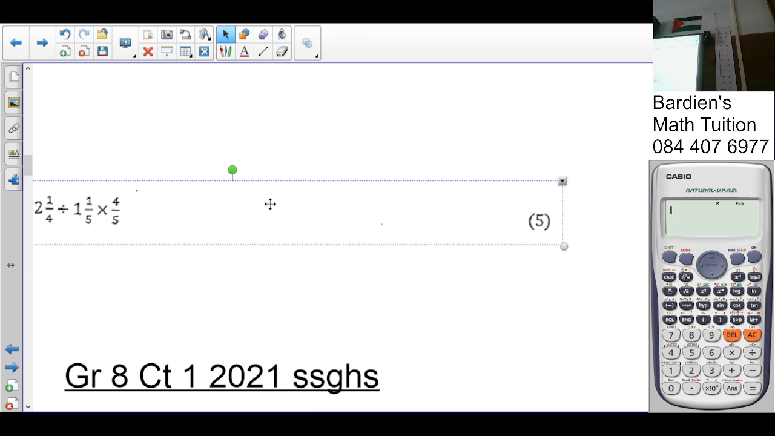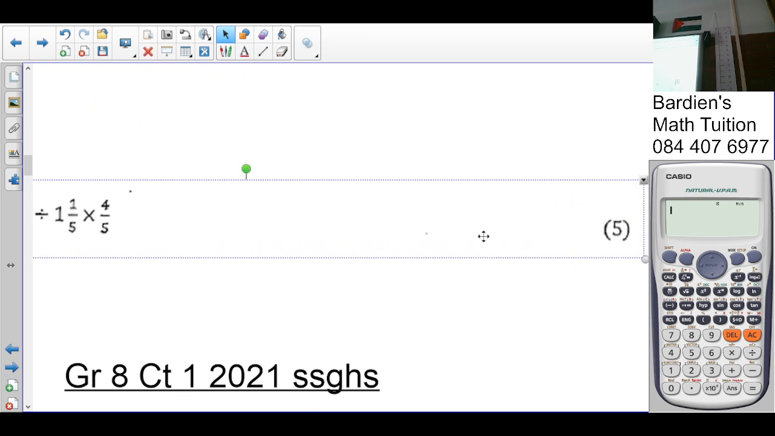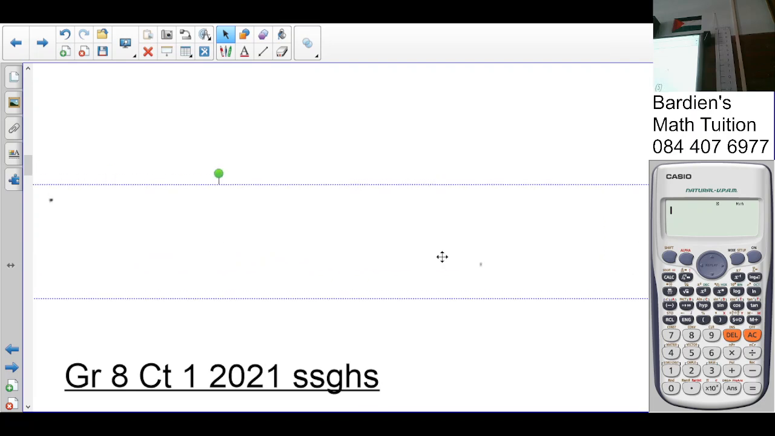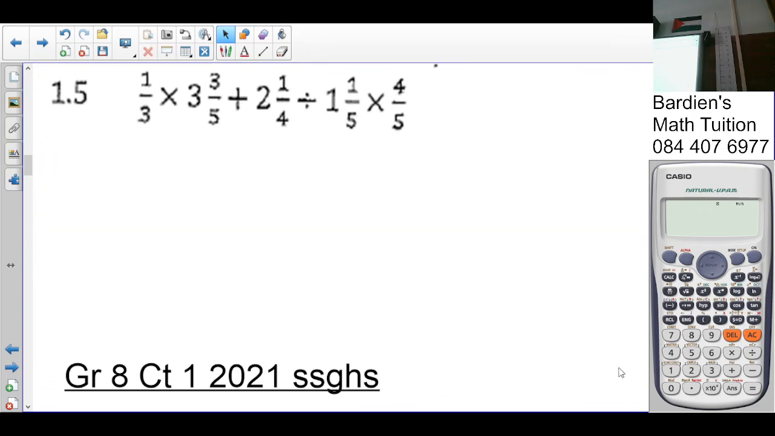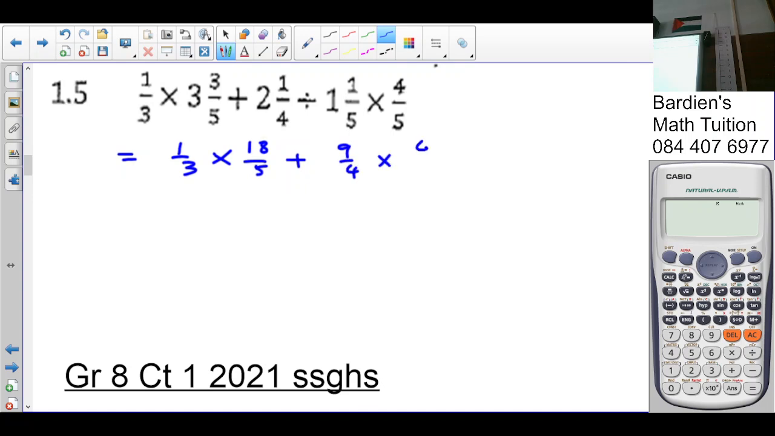Alright, and then 1.5. Make it a bit bigger, there's a lot of fractions here. What needs to be done first? Change everything to improper. So it's a third, multiply that, 18 over 5, plus, that is 9 over 4, multiplied by 6 over 5 multiplied, no, divided by, no? Divided by 6 over 5 multiplied by 4 over 5.